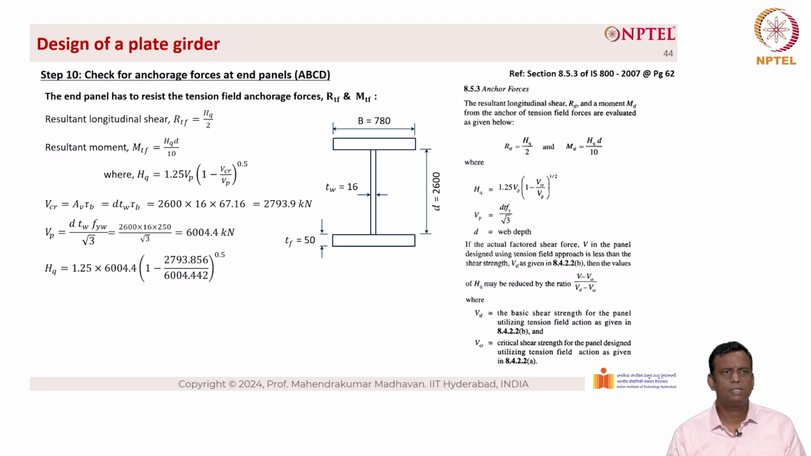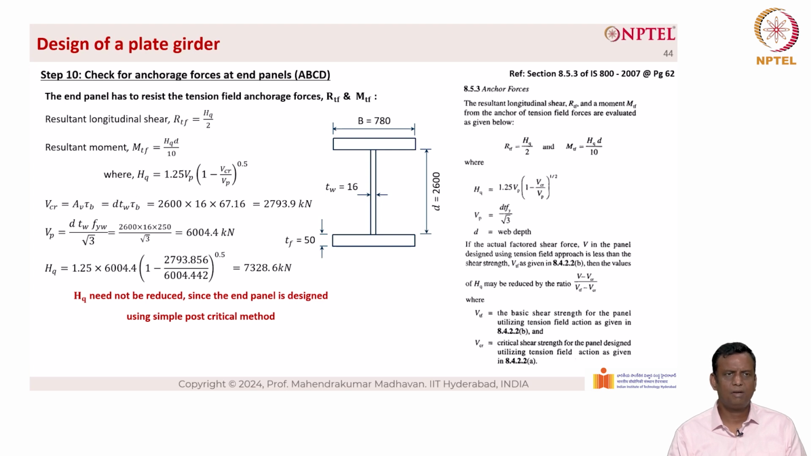Now, HQ is 1.25 into 6004.4 into 1 minus 2793.856 divided by 6004.442, the whole power 0.5. The value is 7328.6 kilonewton. Now, HQ here need not be reduced by the ratio V minus VCR divided by VTF minus VCR, simply because we have used the simple post-critical method and we have not taken advantage of the post-buckling reserve strength for the panel ABCD, which is the first panel after the support.